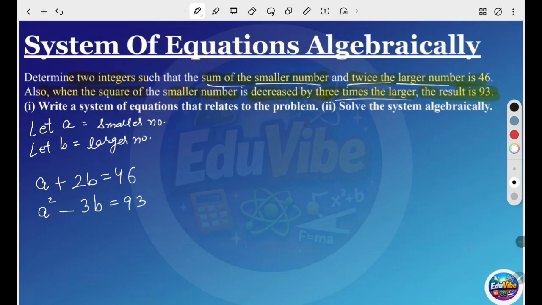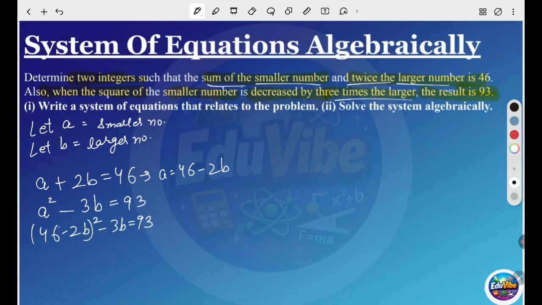Now you get the two equations. Now you have to deal with this. So how can you deal with this? You can isolate a from the first equation. The first equation is the easy one. So you get a equals 46 minus 2b. Then you plug this in over there, which is (46 minus 2b) squared minus 3b is equal to 93. So this leads to the long calculations.